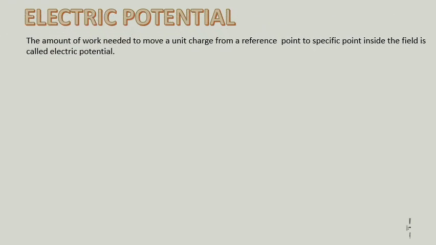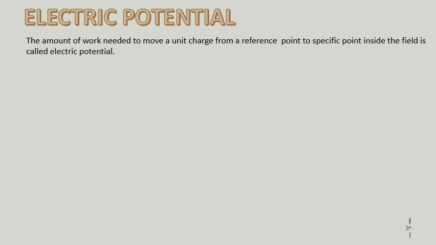Our first topic is electric potential. According to the definition, the amount of work needed to move a unit charge from a reference point to a specific point inside the field is called electric potential. It means that if we would like to move a charge from one point to another, then how much work is done on that charge is known as electric potential.